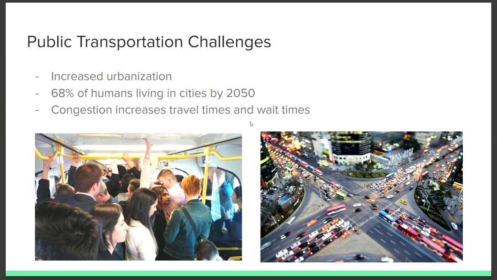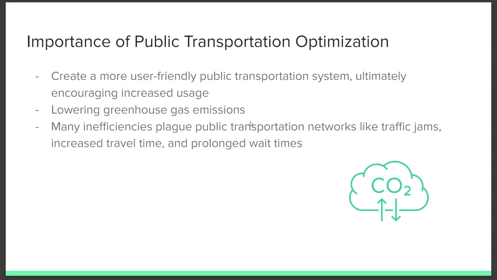And here we are with the public transportation challenges. Urbanization is accelerating, and with it, the challenges for public transportation are also growing. By 2050, 68% of the world's population will be living in cities. This is leading to an increase in congestion, causing an increase in travel time and wait time for commuters. By optimizing public transportation, we aim to create a system that's not only more user-friendly but also environmentally friendly. Our goal is to reduce greenhouse gas emissions and tackle inefficiencies such as traffic jams, increased travel times, and prolonged wait times.